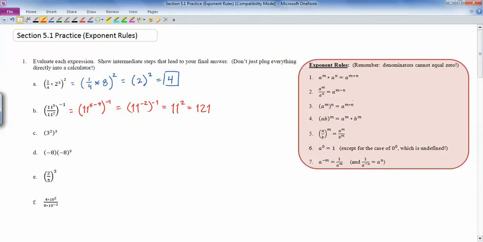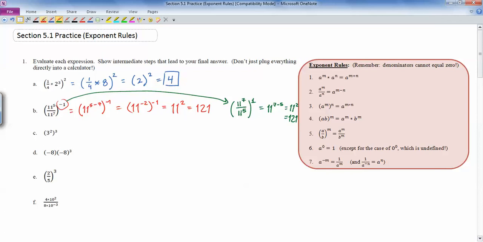Another way of doing this one is to actually do the negative 1 part first. And we talked about in class that if you wanted to switch an outer exponent to a positive, that's the same thing as just flipping the fraction on the inside. So that becomes 11 to the 7th over 11 to the 5th, all to the positive 1, which is really just 11 to the 7th over 11 to the 5th, and then that becomes 11 to the 7 minus 5, which is 11 squared, which is 121. So you could do it that way too.